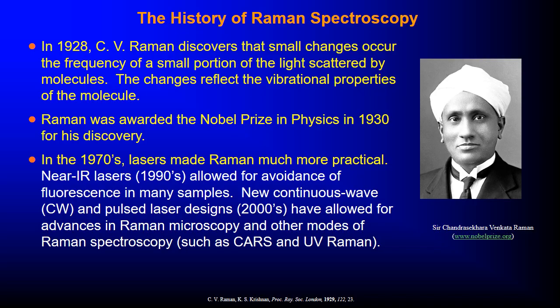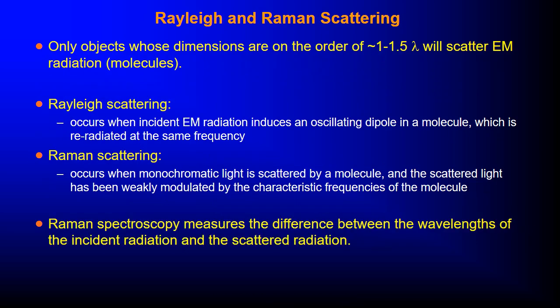In the 1970s, lasers made Raman much more practical. Near-IR lasers allowed for avoidance of fluorescence in many samples. That was a very major drawback for Raman, the occurrence of fluorescence. But near-IR lasers solved the problem.